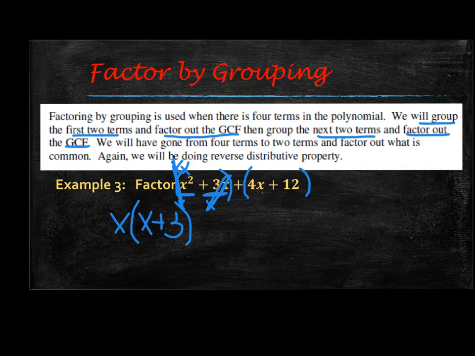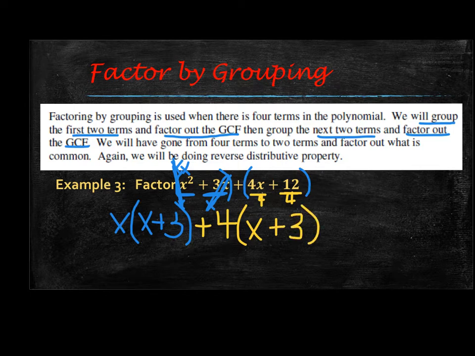Okay, now look at your next 2 terms, and we're going to take out our common factor of 4x and 12. Well, they don't have a variable in common, so all we need to do is look at our coefficients, 4 and 12. The greatest common factor of 4 and 12 is 4, so we're going to put a plus 4 here, and now we're going to divide both of these by that common factor of 4. 4x divided by 4 is x, and then 12 divided by 4 is 3.